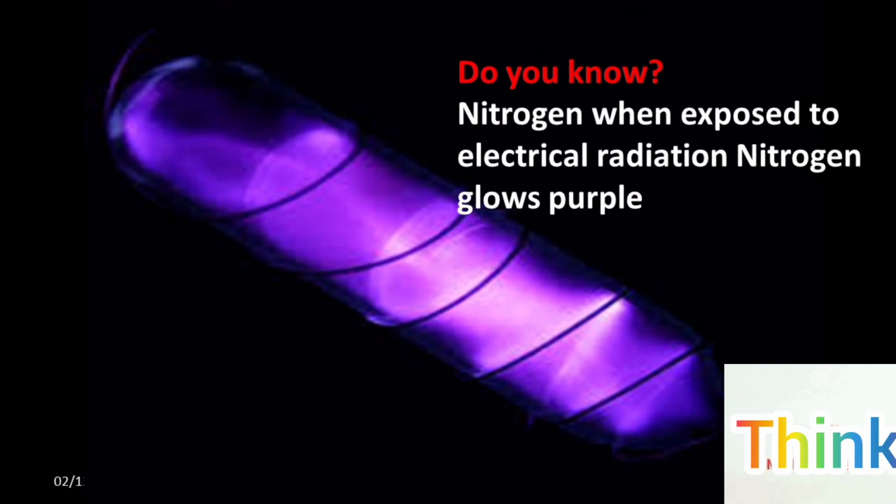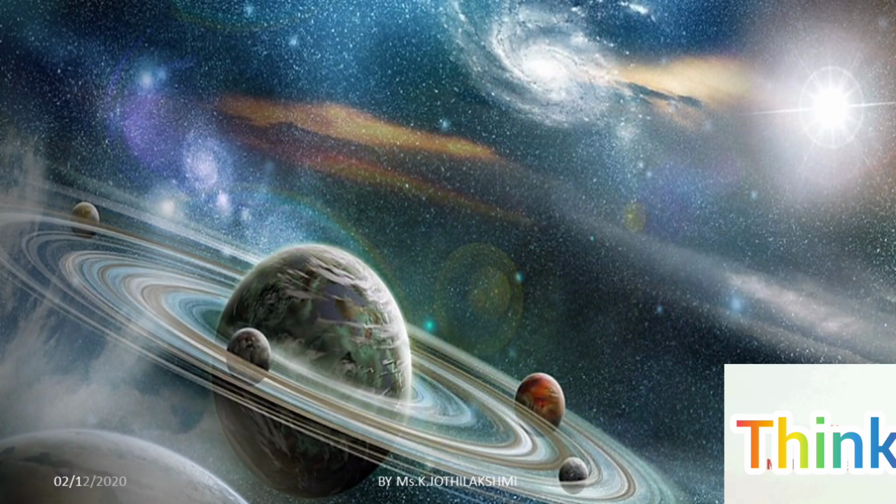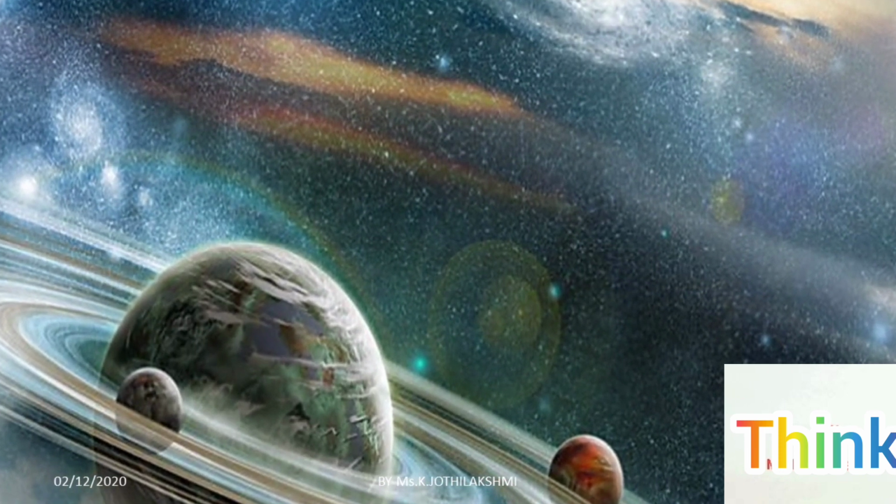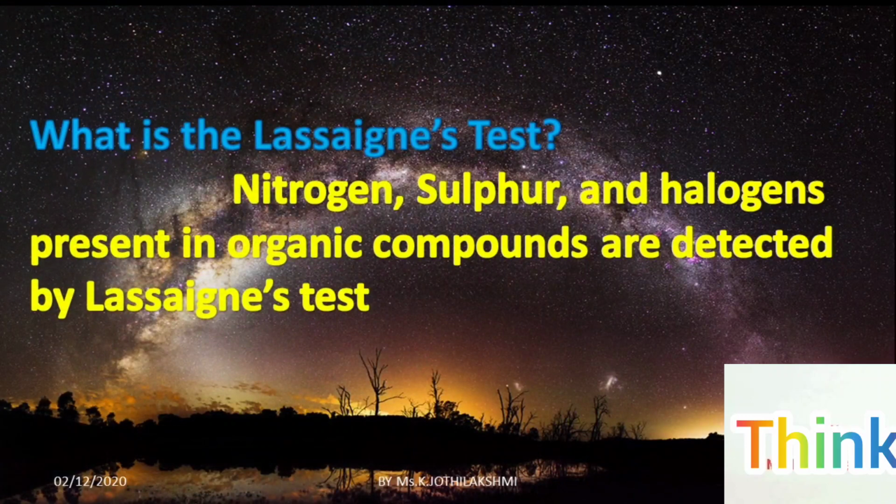An interesting fact about nitrogen is that when exposed to electrical radiation, it glows purple. Nitrogen is the most abundant element on Earth.